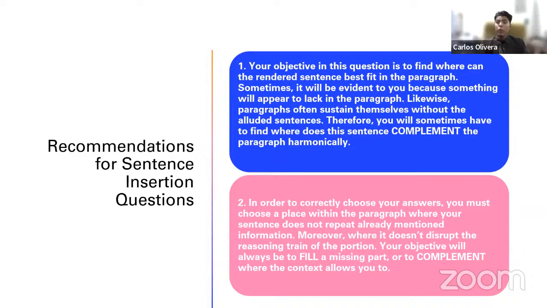And the reasoning train, or the idea of the passage, is everything, right? Because if you do not follow that reasoning train, then you are going to have incoherences. You're going to have a text that does not make sense. Okay, so if your sentence disrupts some part of the paragraph, you should not put it there. So your objective will always be, as I said, to fill a missing part, or to complement the text where it allows you to do it harmonically.